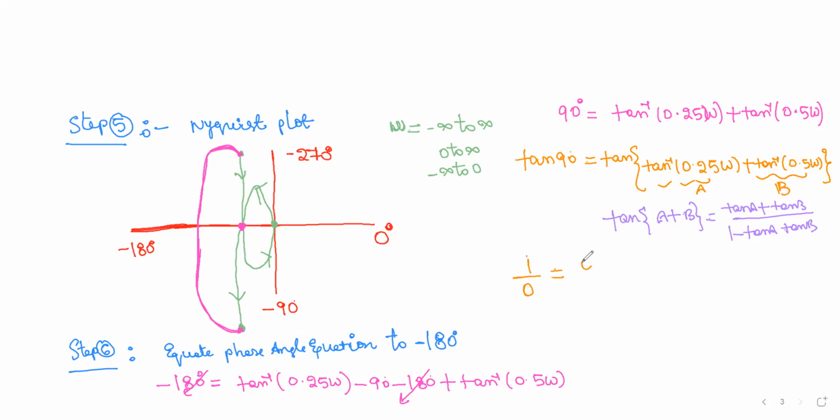So we are left with tan of tan inverse. Tan gets cancelled. Here also tan of tan inverse. So 0.25 omega plus 0.5 omega by 1 minus 0.25 omega into 0.5 omega into 0.5 omega. Now cross multiply.